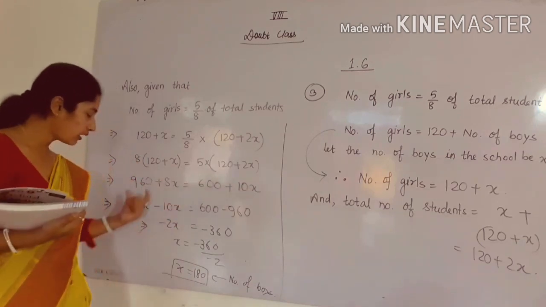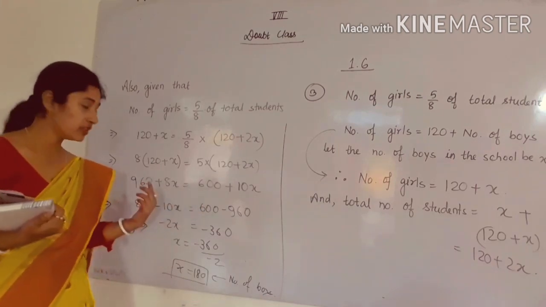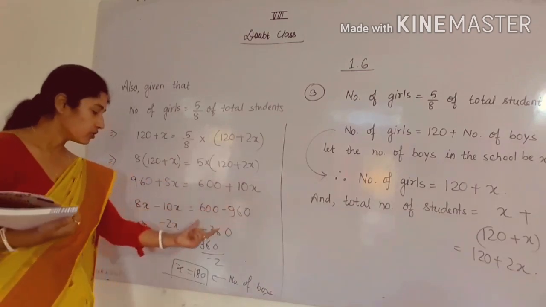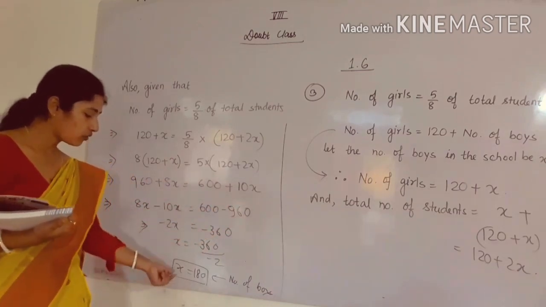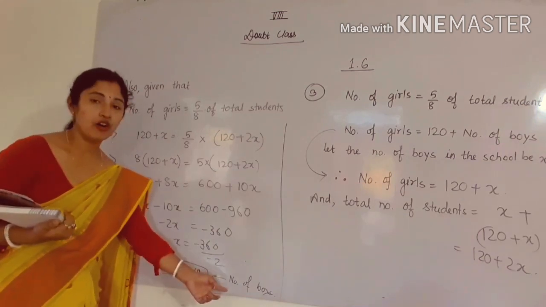So you have to collect at one side, and the remaining constant terms. Constant terms means numbers. You have to collect the number on the right hand side. Okay. So after simplifying, I got what? X is equal to 180, and this is what? This is the number of boys.